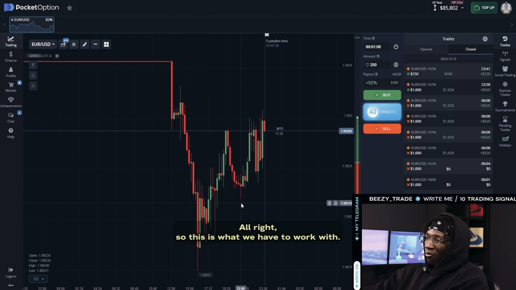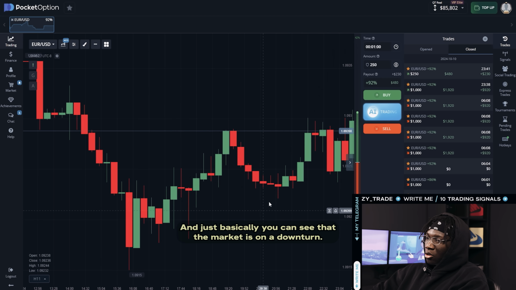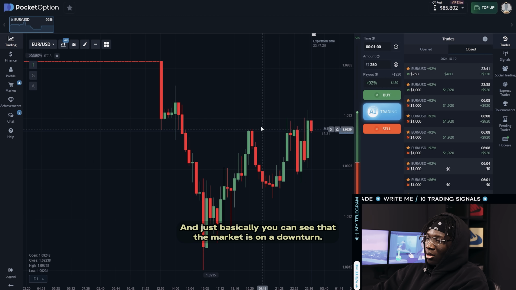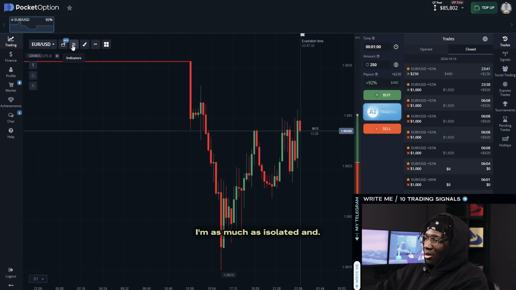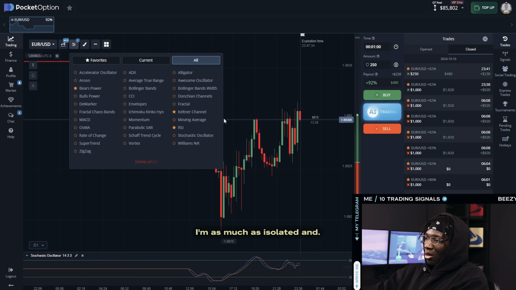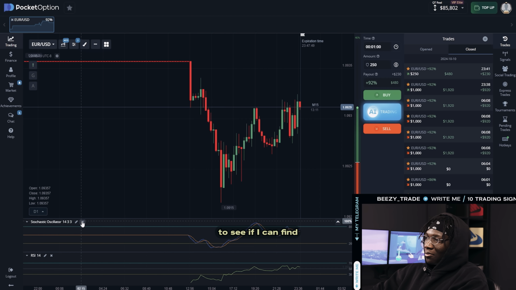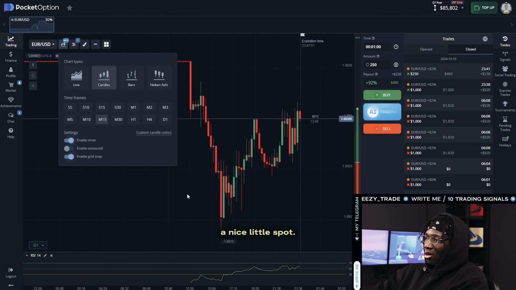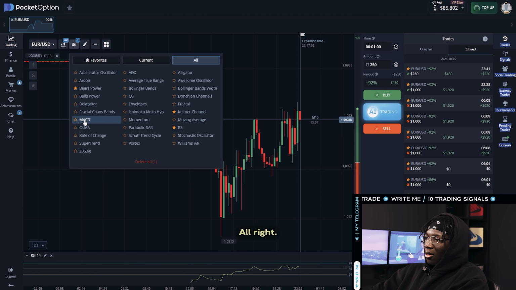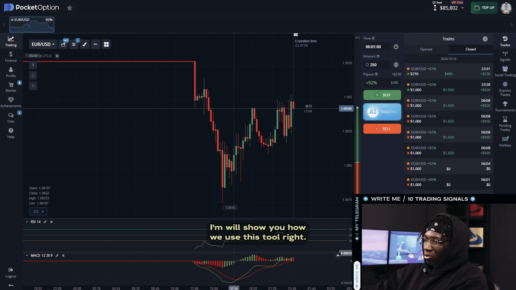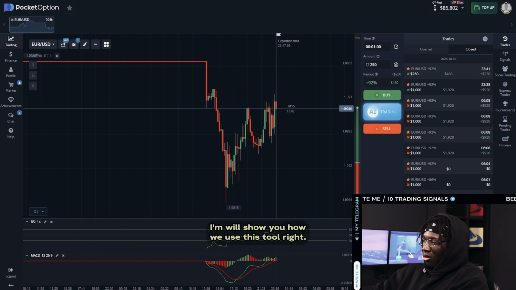Alright, so this is what we have to work with. And basically you can see that the market is on a downturn. I'm gonna ask my stochastic oscillator, and you know, I might try to use RSI and MACD together to see if I can find a nice little spot. All right, I'm gonna show you how I'm gonna use this too, right?